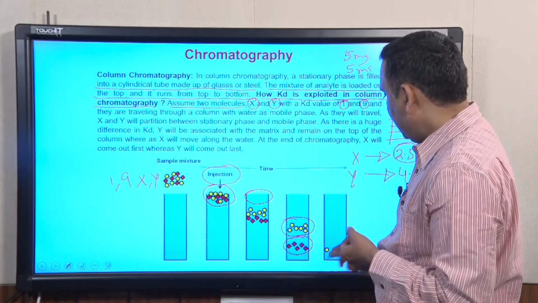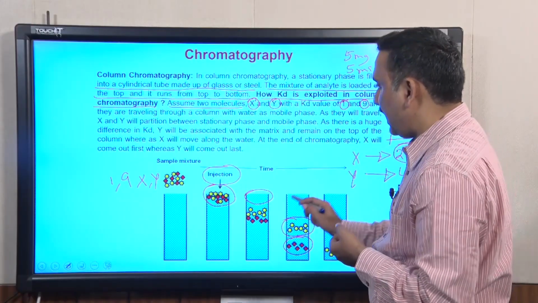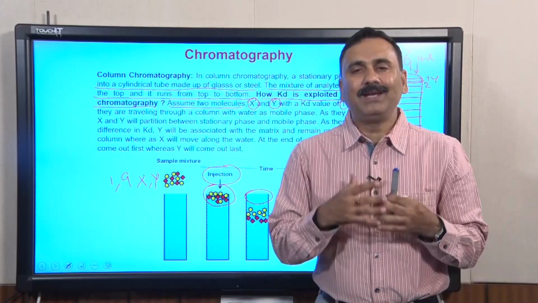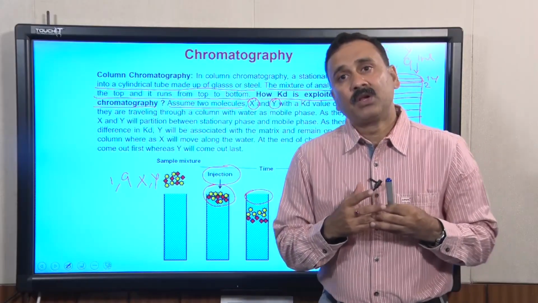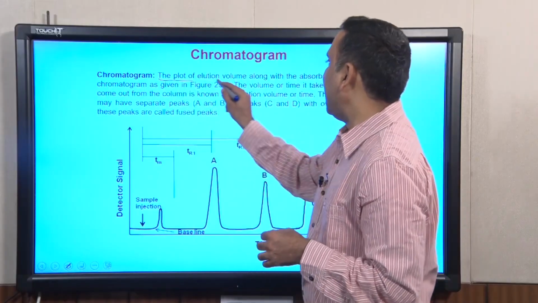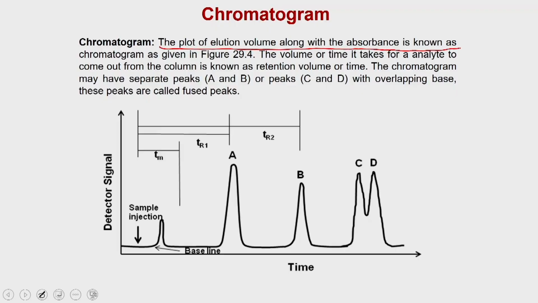Now, if you monitor the elution of these molecules from the column, you will get a pattern which is called a chromatogram. So, what is the chromatogram? The plot of elution volume along with the absorbance, or any other parameter, is known as the chromatogram, which is given in this figure. The volume or time it takes for an analyte to come out of the column is known as the retention volume or the retention time.